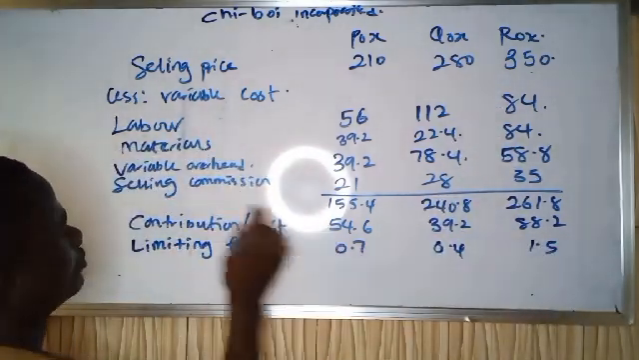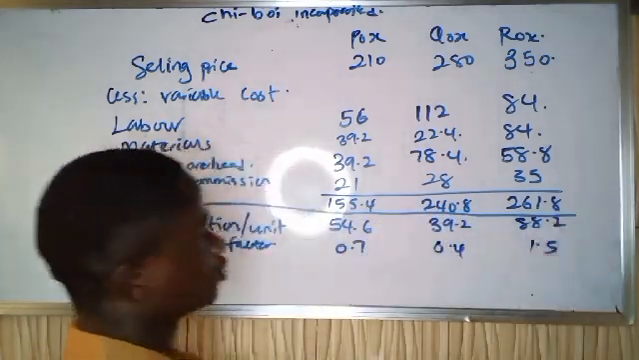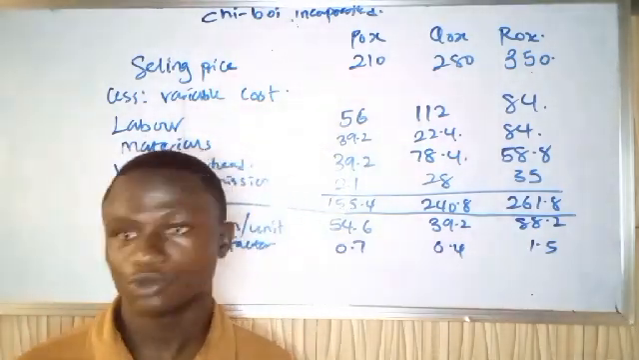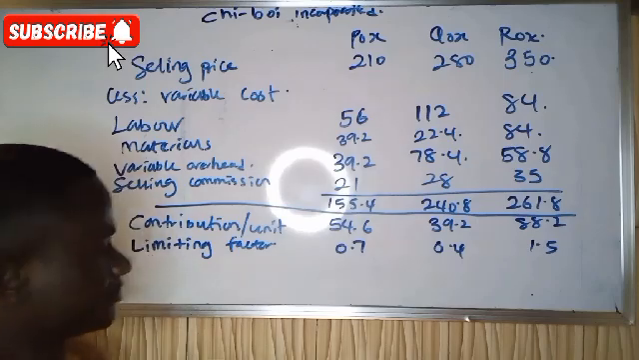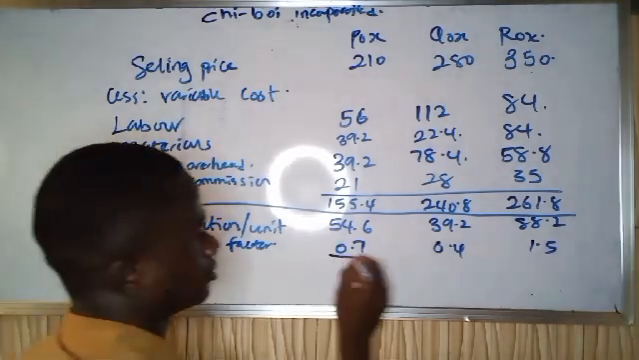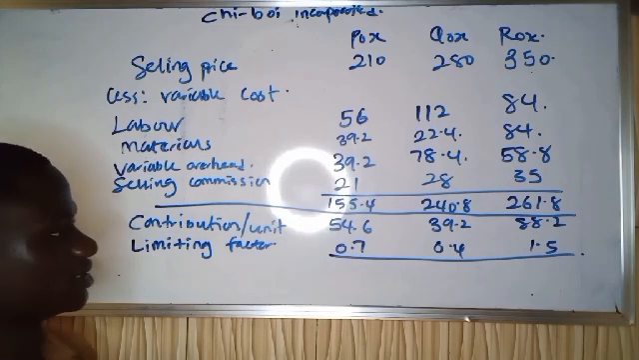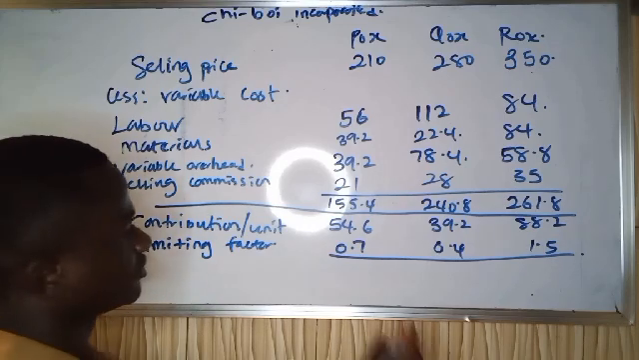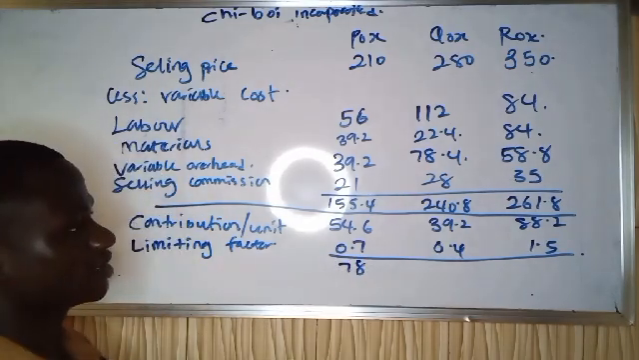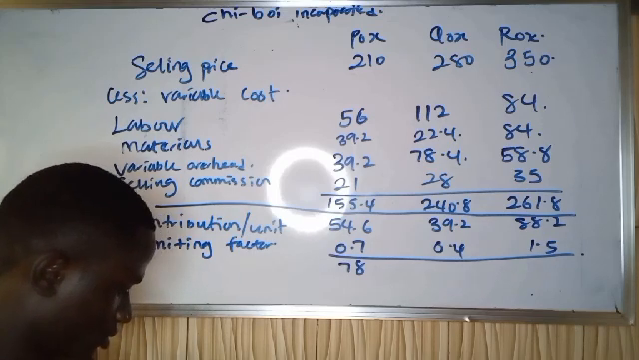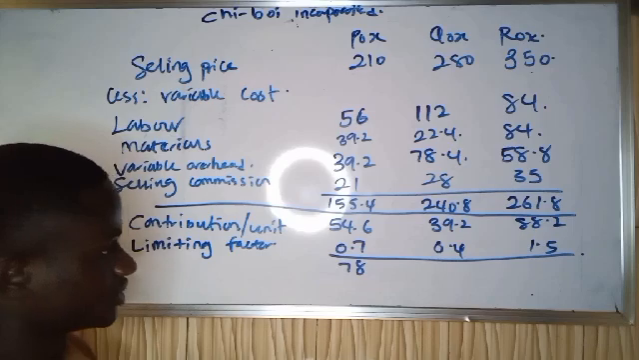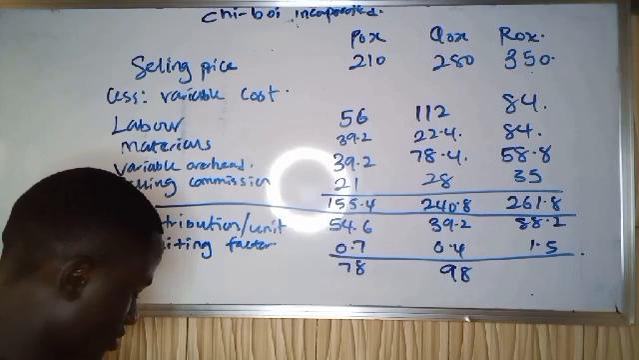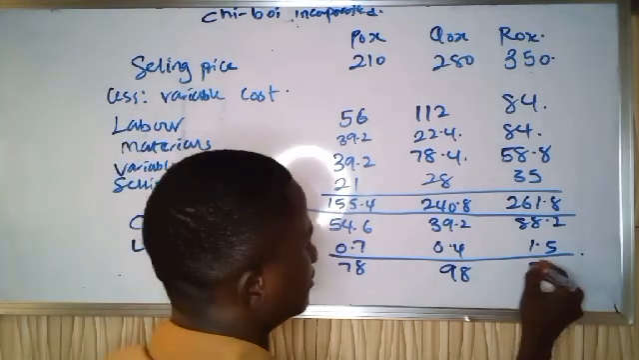So if this is our contribution per unit, let me read this way. Contribution per unit divided by limiting factor is what we are going to use to rank which one will be produced more and which one less. So we will rank them now. 54.6 divided by 0.7 gives us 78. And 39.2 divided by 0.4 gives us 98. And lastly, 88.2 divided by 1.5 gives us 58.8.